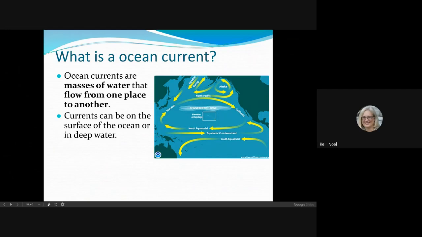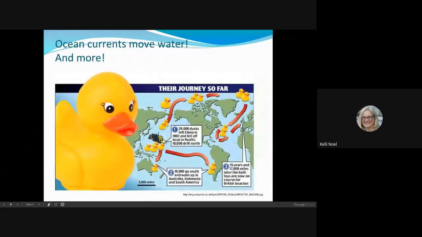Water that flows from one place to another. All right, so ocean currents are going to move water.